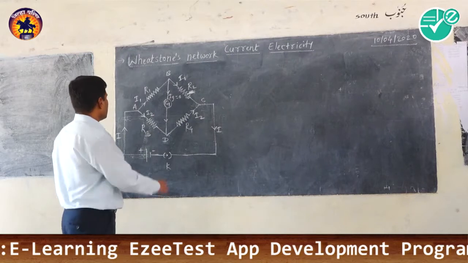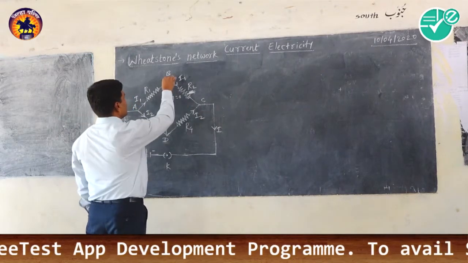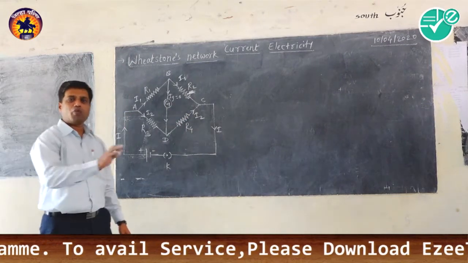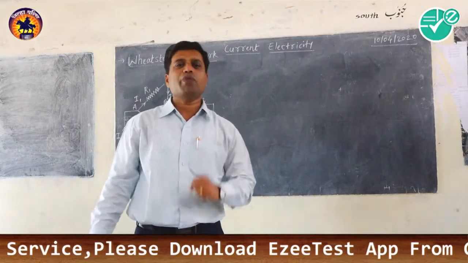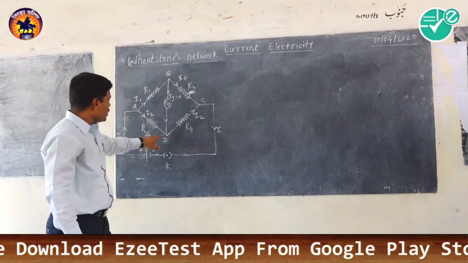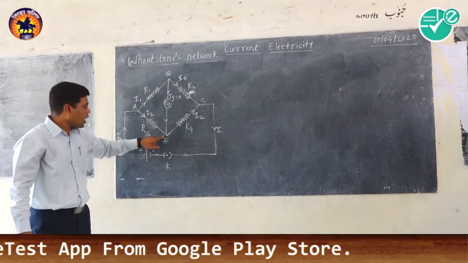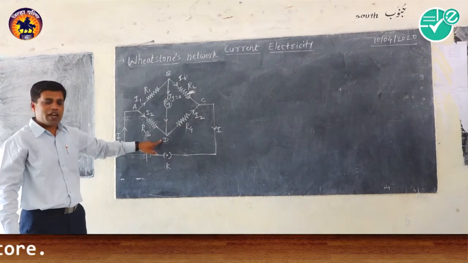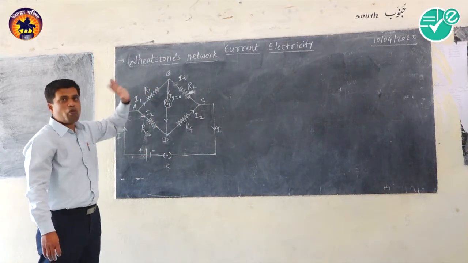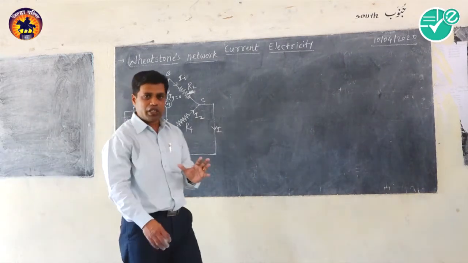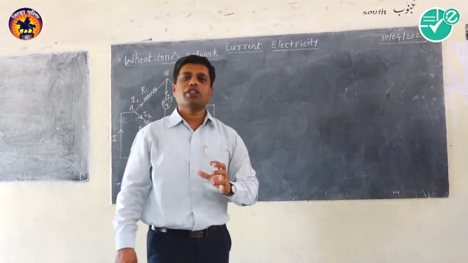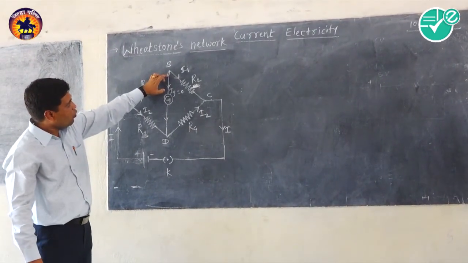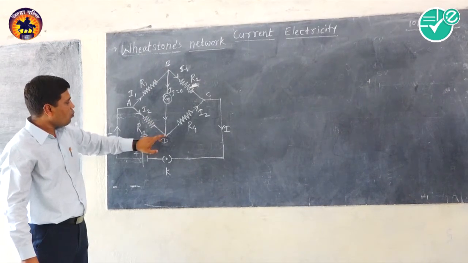Suppose on the path ABC, there is the point B, and on the path ADC of the bridge, there is a certain point D such that it has the same potential as that of B. If point B and point D have the same potential, then in that case there will be no current flow from point B to D or from point D to B.